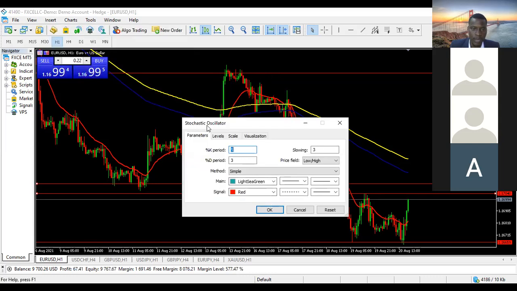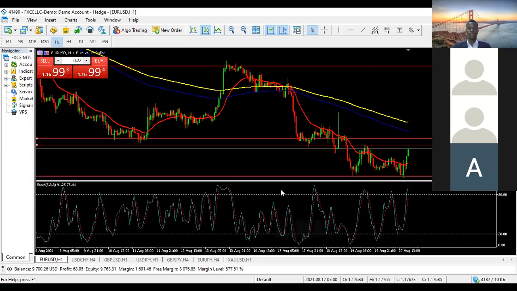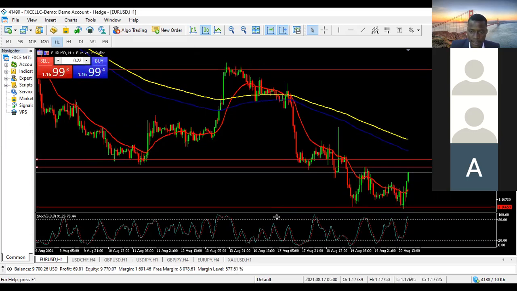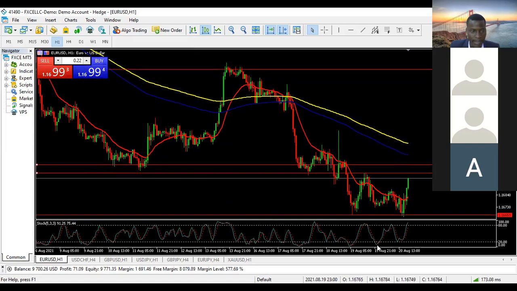So the oscillator I use is the stochastic oscillator. If you put this oscillator on, you see that the market has just, this place was oversold. This is the overbought region. So you wait for the line to cut in so that you sell. These are technical analysis.